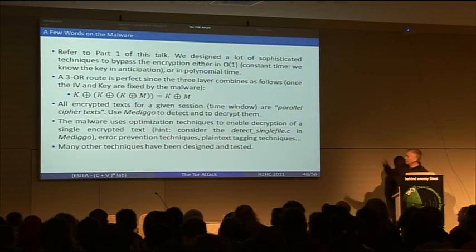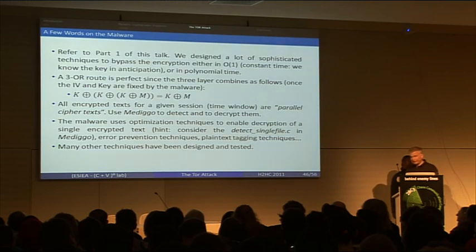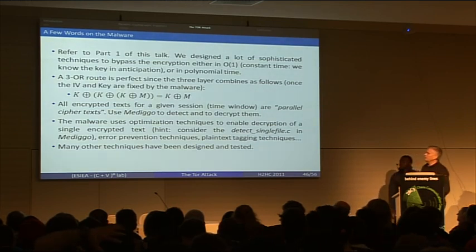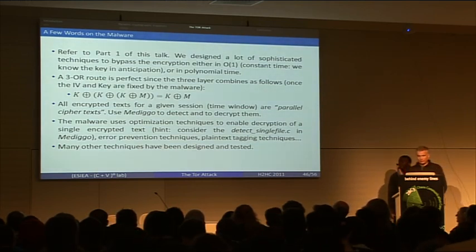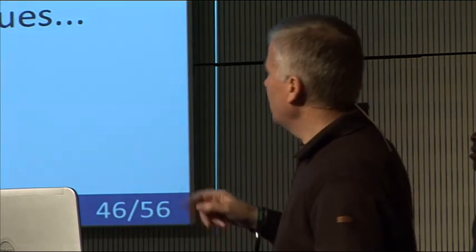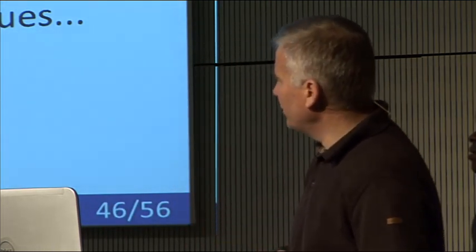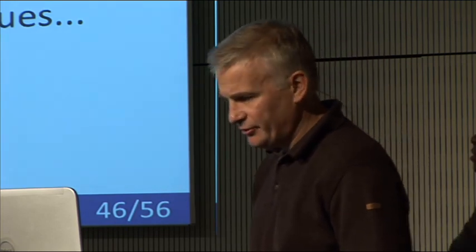So once again, there is a library that we have developed in order to detect and break. It is possible, we have developed a lot of optimization techniques. For example, if we have only one single file with plain text tagging techniques and so on, and if you use in the library the detect single file.c, you will see how it works. So it is possible, of course, to do a lot of things.